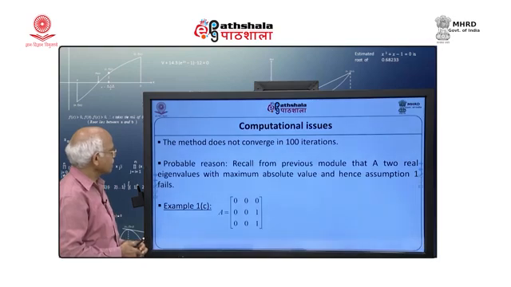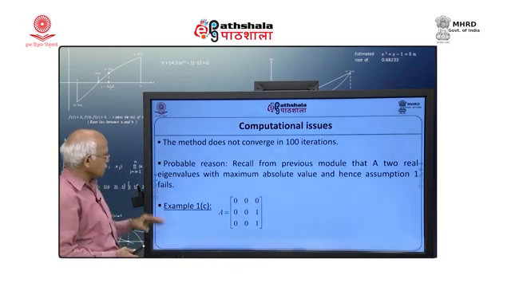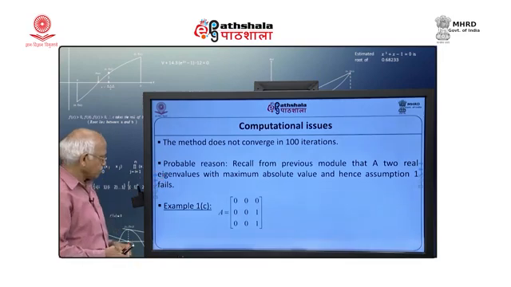So it does not converge within that. And the probable reason is, recall from the previous module that A has two real eigenvalues with maximum absolute value, and hence assumption 1 fails, and therefore, again there is a problem.